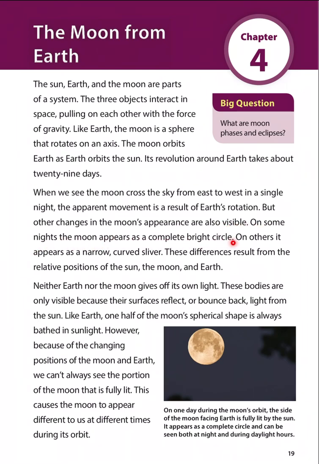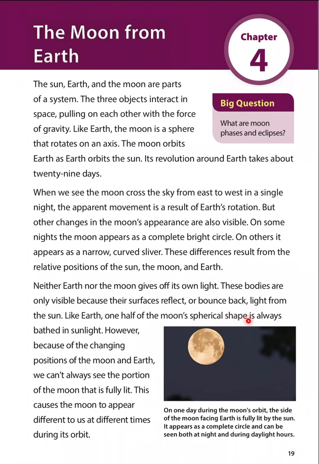On some nights, the Moon appears as a complete bright circle. On others, it appears as a narrow, curved sliver. These differences result from the relative positions of the Sun, the Moon, and the Earth. Neither Earth nor the Moon gives off its own light. These bodies are only visible because their surfaces reflect, or bounce back, light from the Sun.